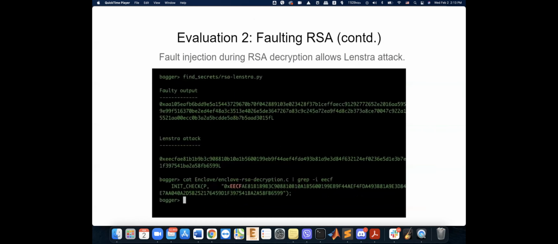Once the error is produced, the Lenstra attack is able to be deployed, and as such, we are able to retrieve the RSA private key.